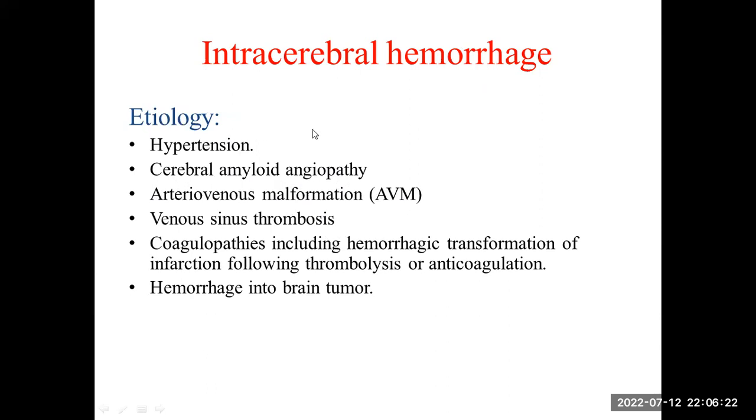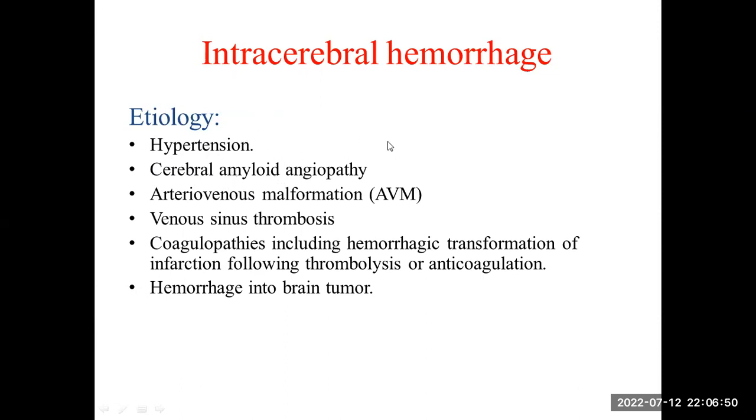So what are the possible causes of intracerebral hemorrhage? When you talk about intracerebral hemorrhage, always think about hypertension. This is the most common cause of intracerebral hemorrhage. That's why we call it hypertensive intracerebral hemorrhage. And if you have a patient who is not hypertensive presenting with intracerebral hemorrhage, in these situations you should think of something called cerebral amyloid angiopathy.